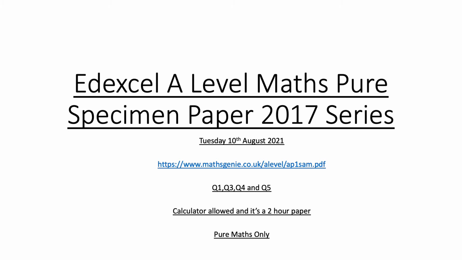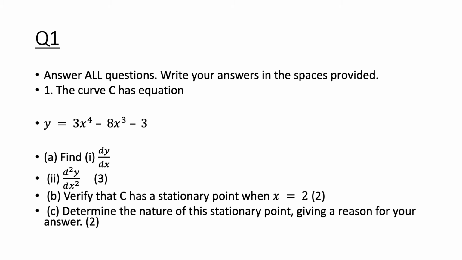Okay. Right, guys. Question number 1 says answer all the questions. Write your answers in the spaces provided. The curve C has the equation y equals 3x to the 4 minus 8x cubed minus 3. Part AI, find dy by dx.